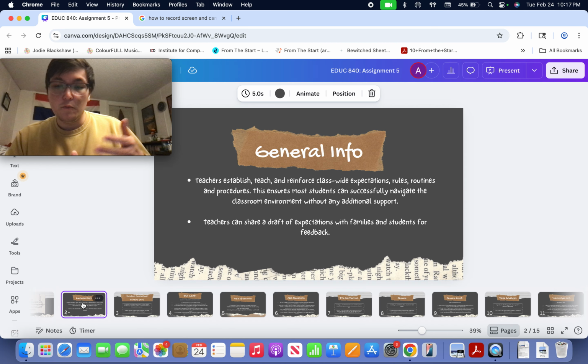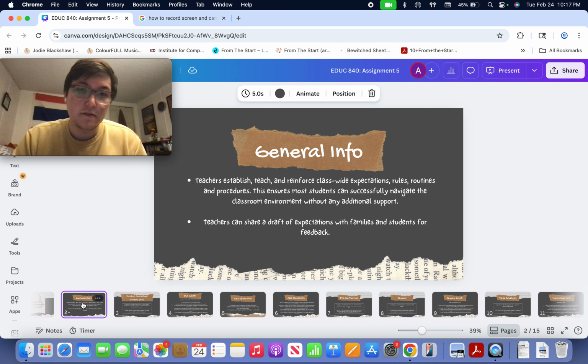With this high leverage practice, teachers attempt to establish, teach, and reinforce class-wide expectations, rules, routines, and procedures. This is done to ensure that most students can successfully navigate the classroom environment without any additional support. Now, this doesn't mean that no students will need support. I'll come back to that a little later, but there will be students that do need additional support to successfully function within the classroom.